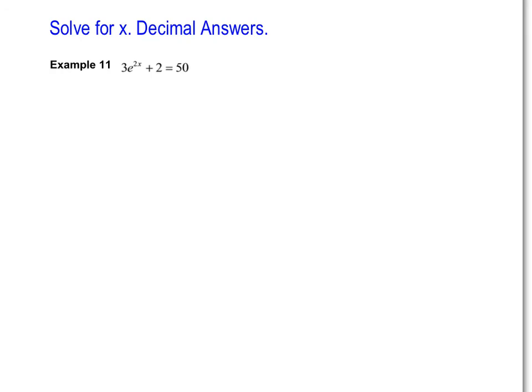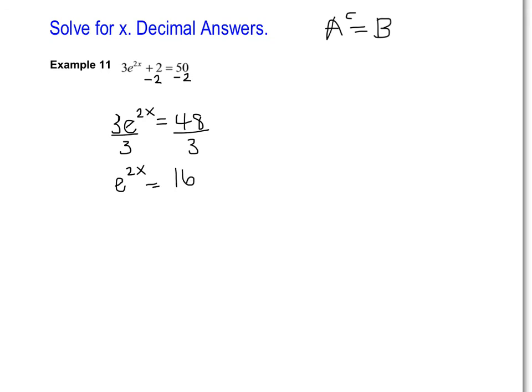Okay, example 11, same thing, we're solving, but notice here that it's not quite in a to the c equals b form yet, because we have this other stuff going on the side of a. So you do want to isolate your exponential first before we do the ABC switch. So I'm going to subtract 2 from both sides. So 3e to the 2x equals 48. And then divide by 3. So I get e to the 2x is equal to 16.